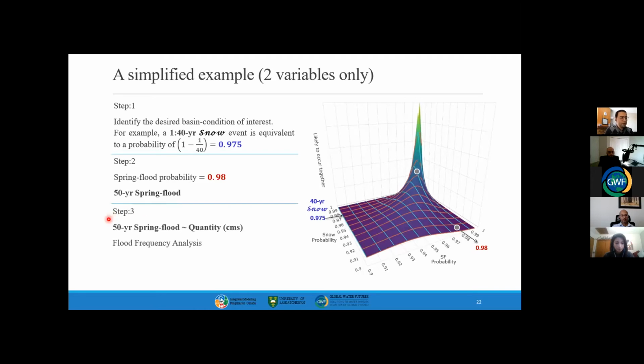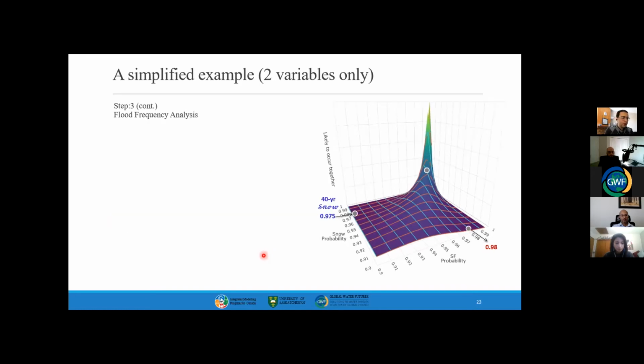The third step is to convert this return period to its quantity, to quantify the amount of the spring flood that is most likely to occur when the snow is equivalent to 40 years. And that flood frequency analysis is conducted using the commonly used distribution, the GEV distribution. However, the GEV distribution, generalized extreme value distribution, could have serious limitations. So we investigated a more reliable distribution, which is the Pearson type 3.